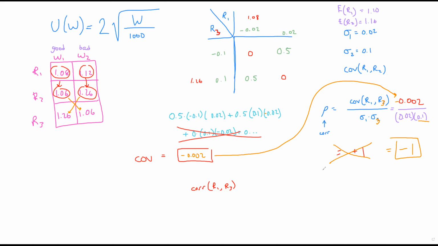And this again makes sense. When R1 is low, that is to say, when R1 takes on its lowest value of 1.08, R3 takes on its highest value of 1.26. So when R1 goes low, R3 goes high. When R1 goes high, R3 goes low. That's it. That's all we have really had to do for part C.